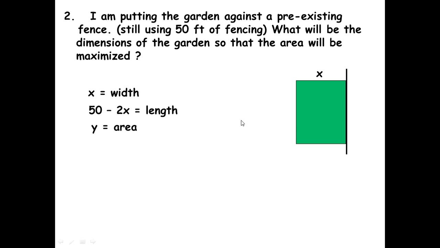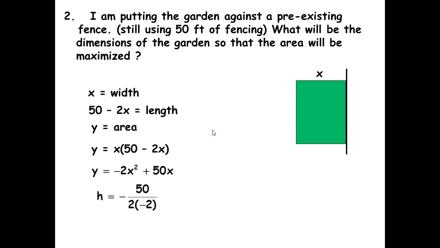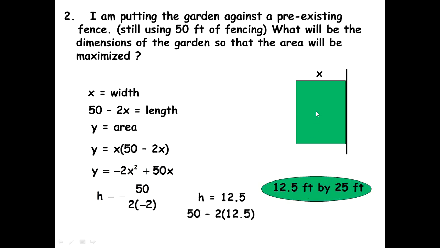So I'm still going to write my equation for the area, length times width, x times 50 minus 2x. Again, now that I have this, I can solve it. I know what my h value is. Again, I set my maximum to the width, so that's my x value, which is 12.5. But now I'm going to substitute that 12.5 into 50 minus 2x. And I know that the maximum garden I can make if I have 50 feet of fencing and one side up against a wall would be 12.5 feet by 25 feet.